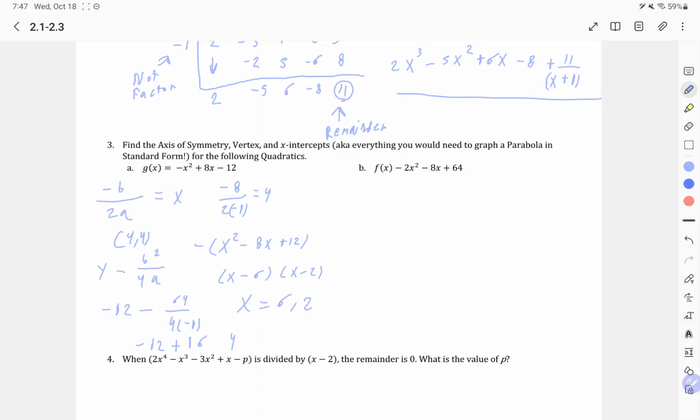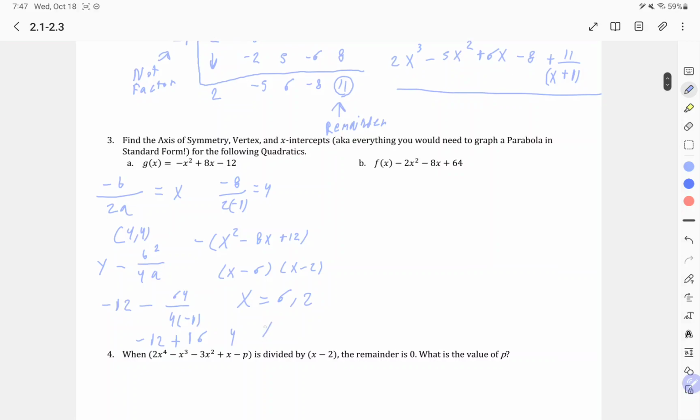That is correct. So our AOS is 4, our x-intercepts are this, and our vertex is this. Wow, very nice. Let's do the same thing with this one.